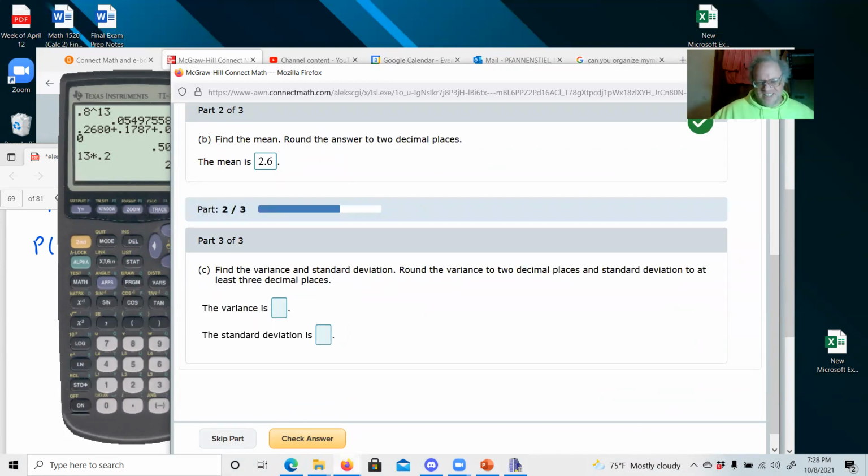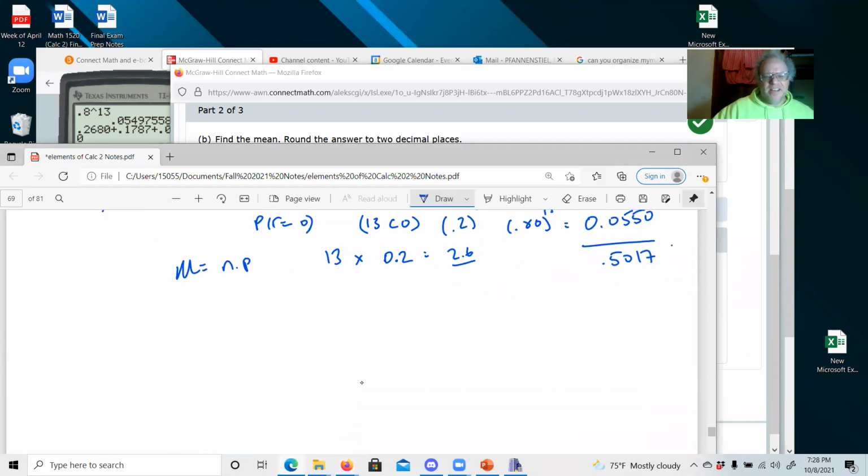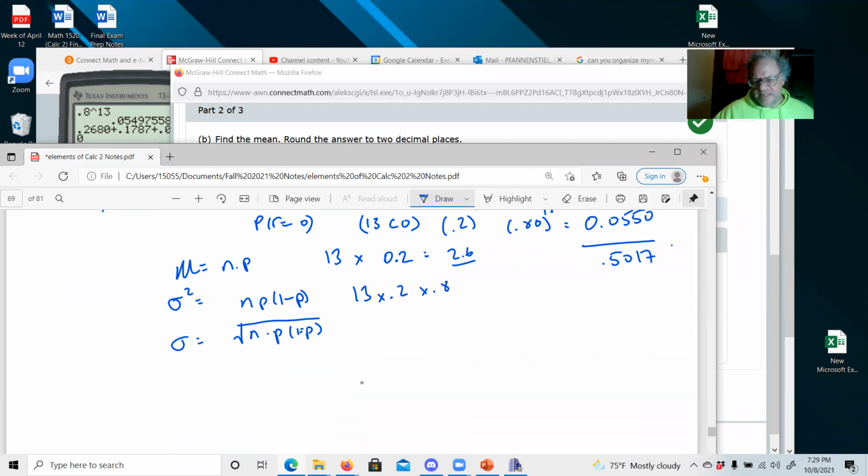You want to bet they're going to ask us for mean and standard deviation next? Variance and standard deviation. Gotta love it. Okay, so sigma squared is equal to n times p times 1 minus p. Sigma is equal to the square root of n times p times 1 minus p. Okay, so this is 13 times 0.2 times 0.8, and this is going to be the square root of 13 times 0.2 times 0.8.